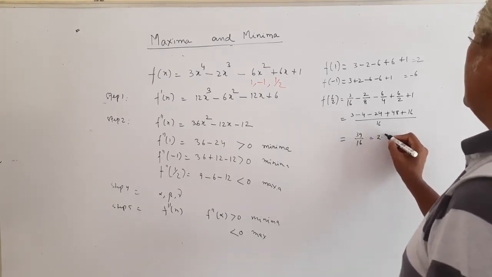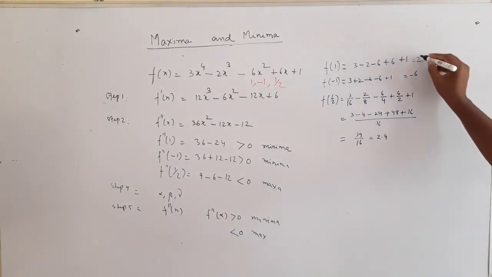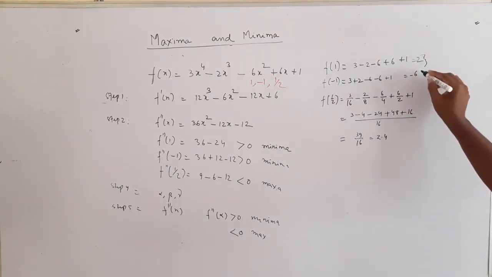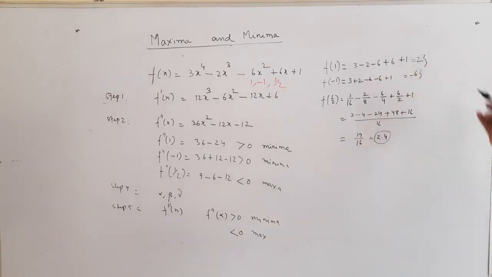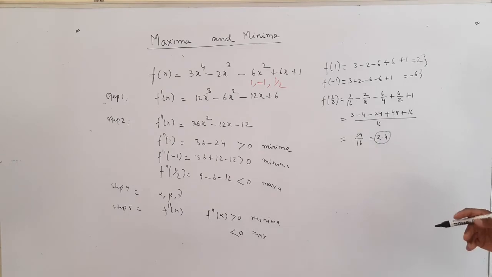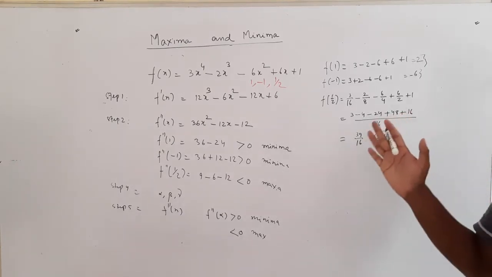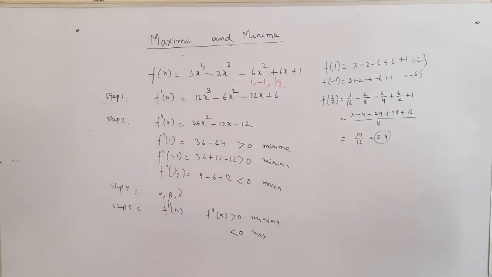So the minimum value was 2, this minimum value was minus 6, and the 2.4 is definitely the maximum, more than these three values. So this is the way you can find the maxima and minima questions. You can solve these questions, but they have more practical uses in mathematics rather than just solving these kind of polynomials.